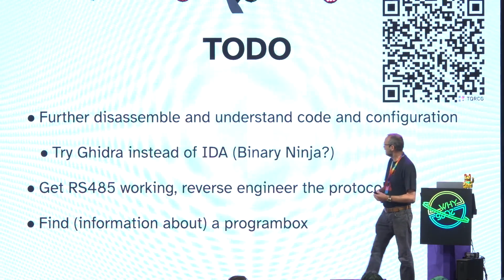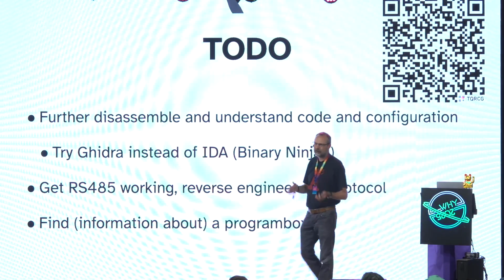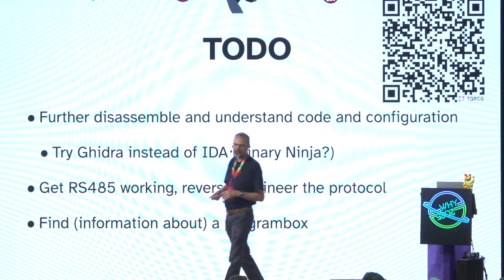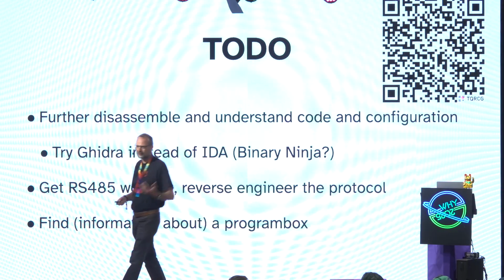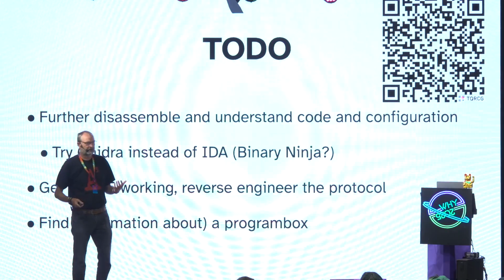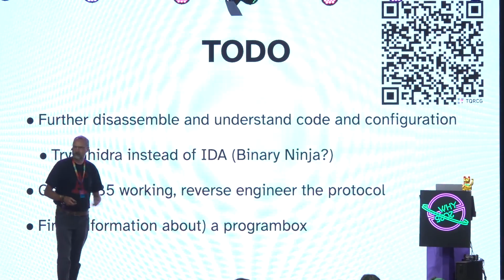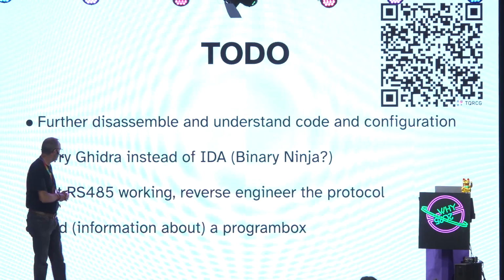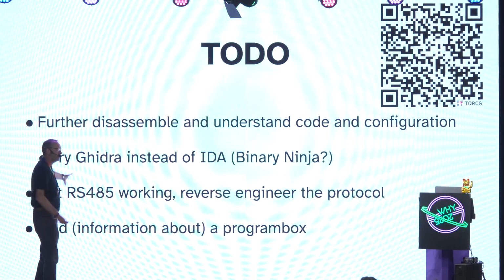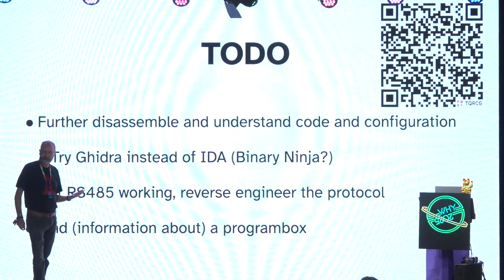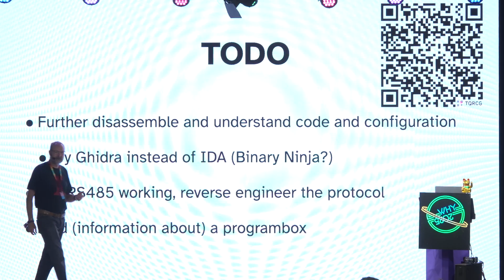So the state now is I talked to some people, they said, no, you should not use IDA Pro, you should use Ghidra, which produces much more readable results. Yesterday, or actually this morning, somebody told me, why not use Binary Ninja, so I have to look into that. And I want to get that serial connection working. That would be really interesting. And maybe even find a program box.